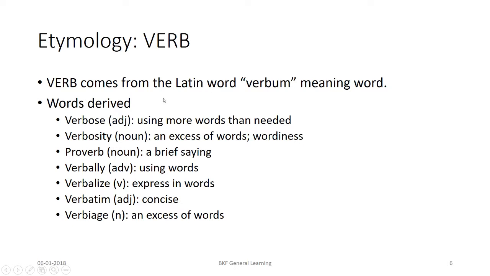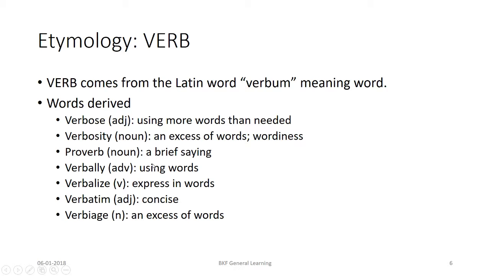Etymology verb. So verb comes from the Latin word verbum, meaning word. So these are the words which we derive. First is verbose, which is an adjective. It means using more words than needed. Second word is verbosity, which is a noun. It means an excess of words or wordiness.